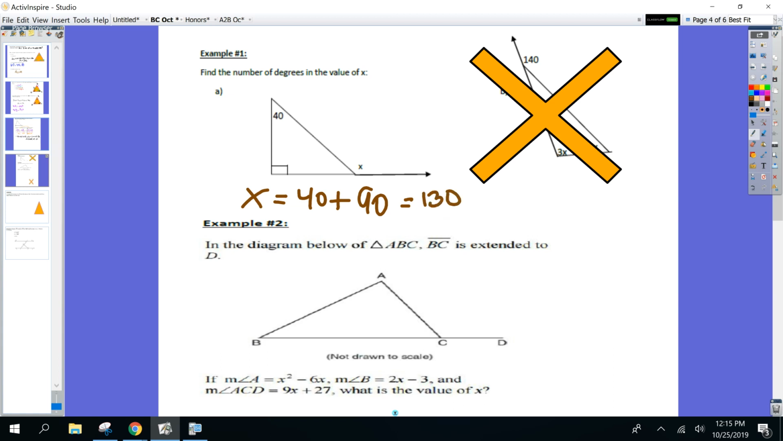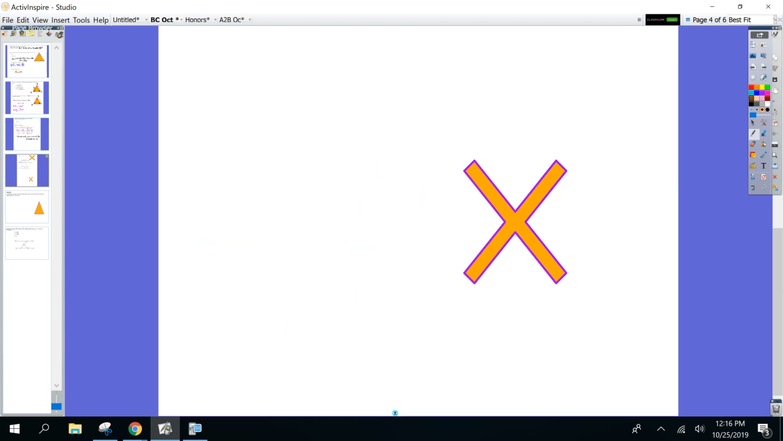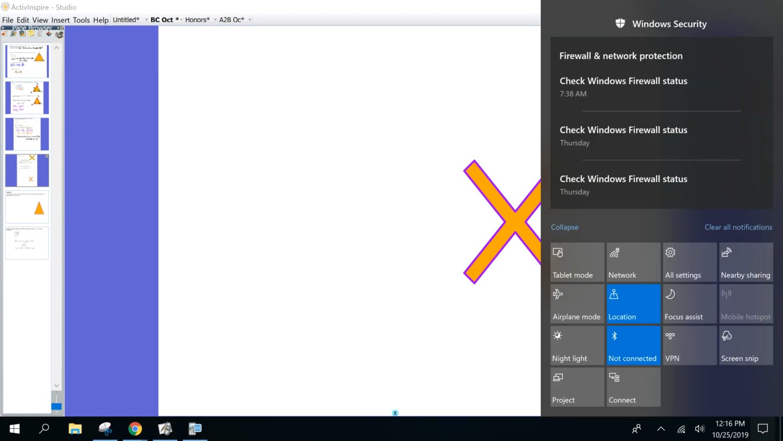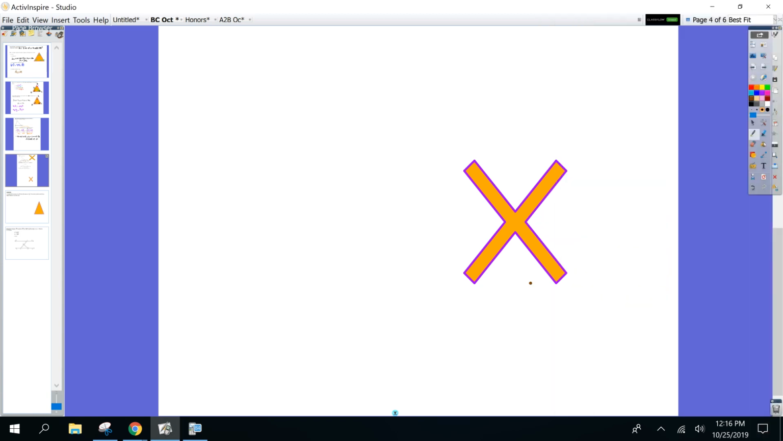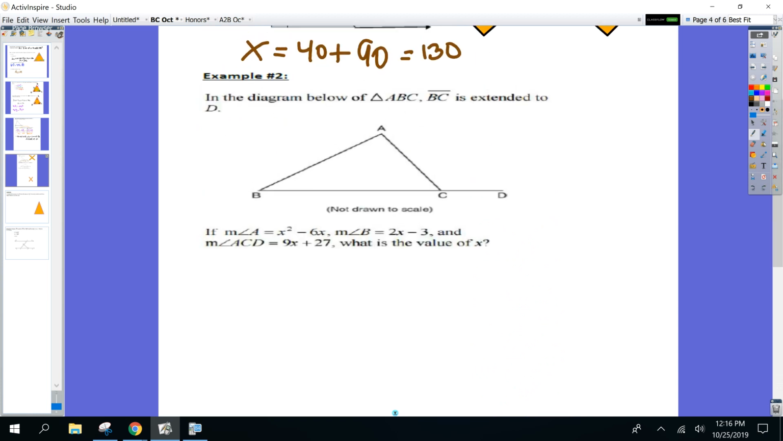130. And I know most of you say, well, why do I even need this theorem? Because look, I could have found that angle and then just subtract it from 180 to find that angle. All right, well, guess what? That doesn't work for example 2. And you'll see why pretty quickly. You just can't always rely on knowing all the interiors.